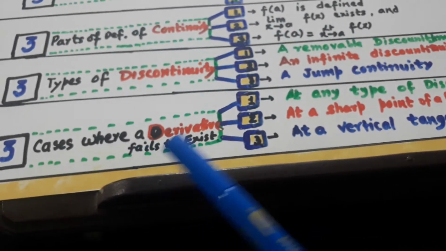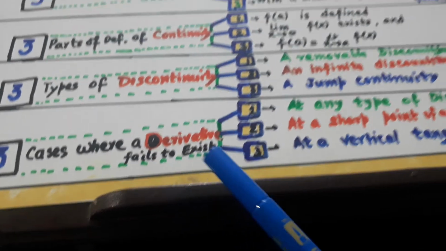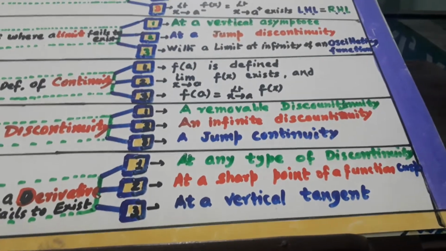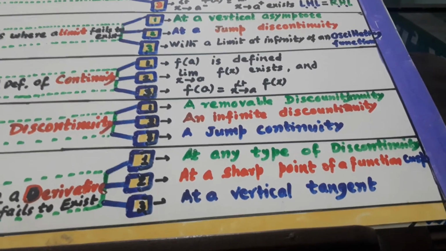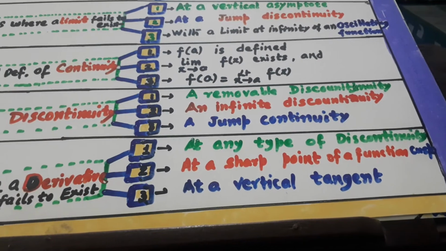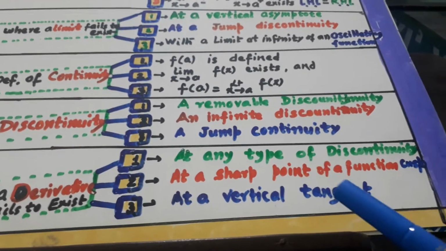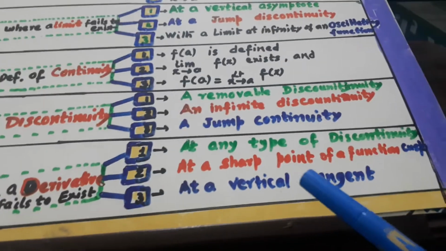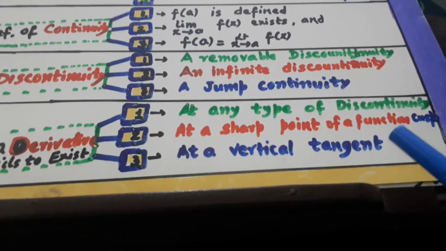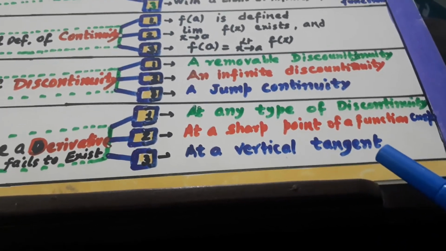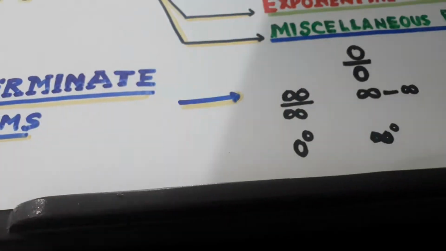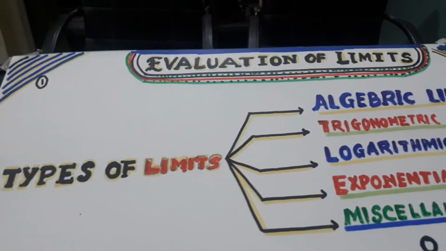3 cases where a derivative fails to exist. At any point of discontinuity, if you want to find the derivative, the function has to be continuous. At a sharp point of a function or cusp, we cannot find the derivative. At a vertical tangent, we can't find it. So this was all about Penta 5, Penta 3s. Now let us go further.